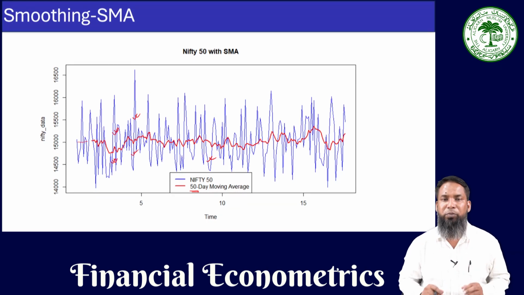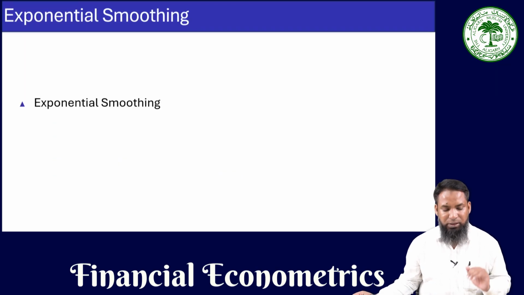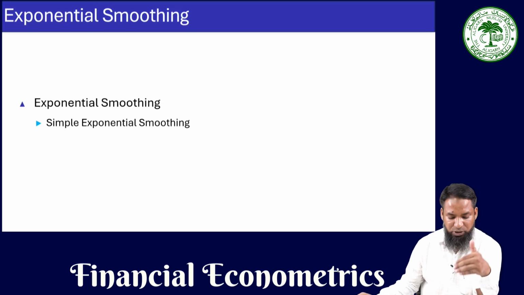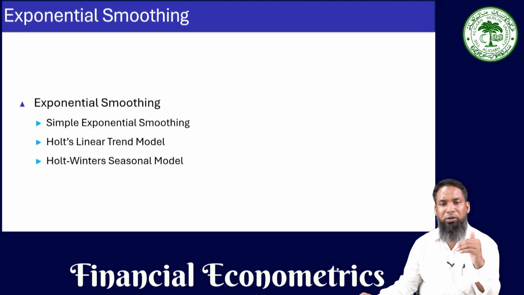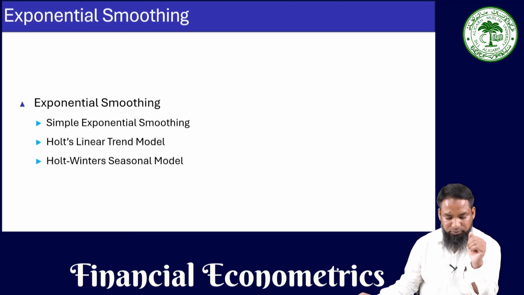So this kind of analysis, this kind of information we can get using this. Then the second is exponential smoothing. In the case of exponential smoothing, we have three types: the simple exponential smoothing, Holt's linear trend model, and Holt-Winters seasonal model.